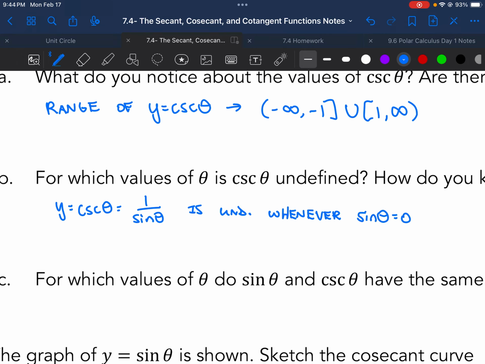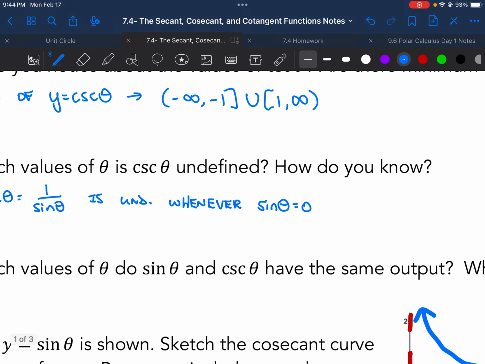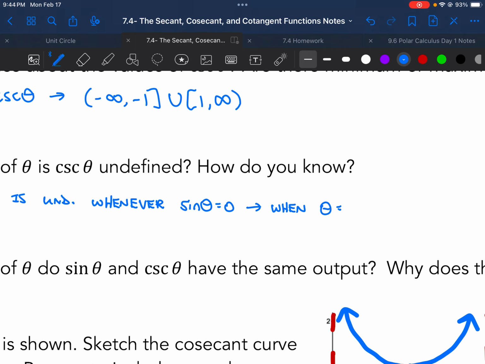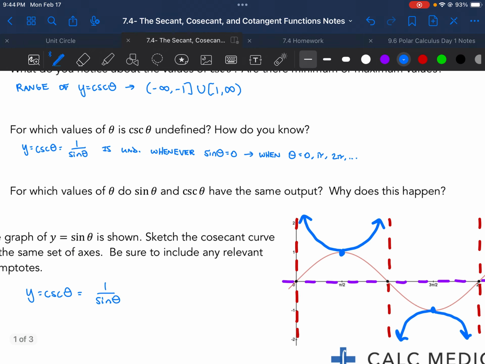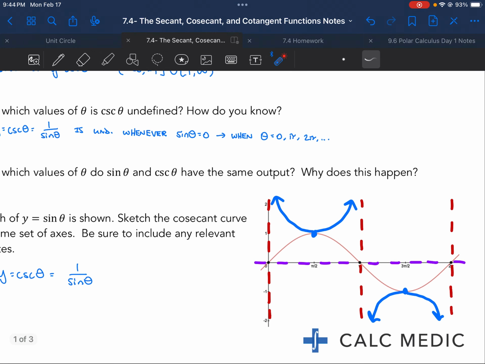And for sine of theta equal to 0, we can just use our unit circle. Sine of theta is equal to 0 when theta equals 0, pi, 2 pi, and it continues on forever, right? You can see that here in the graph. The parent function for sine is equal to 0 at 0, pi, 2 pi, and they're turning into vertical asymptotes on the reciprocal graph.